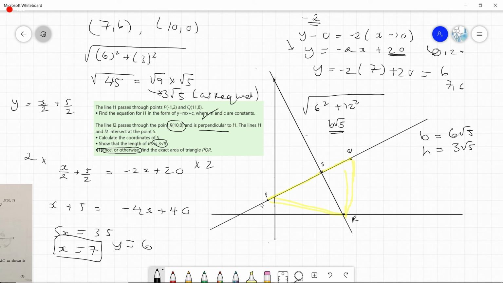So now we have a base, and we have a height. So we just apply base times height divided by 2. So a half times 6 root 5 times 3 root 5, which is equal to 0.5 times 6 root 5 times 3 root 5, and that gives us a nice answer actually of 45 units. 45 units is our answer. This is a very, very good question. It really focuses on a lot of things, especially straight lines. If you can do this question, you can do any question in the exam.